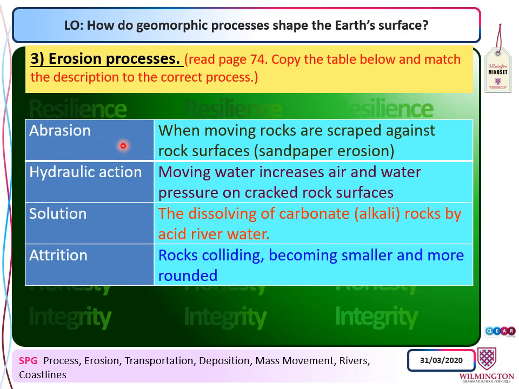Abrasion then is when moving rocks, these are rocks that could be moving within waves or they could be moving by rivers, and the movement of the water causes these rocks to be scraped against rock surfaces, and we can call this sandpaper erosion.